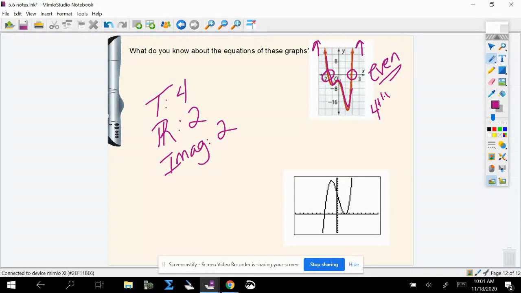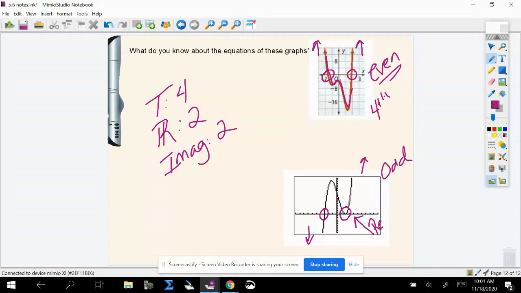We can talk about whether it's even or odd by looking at end behavior. We can talk about the number of zeros, how many are real, how many are imaginary. Next one, we'll notice that it goes up on this side, down on this side, so it's definitely an odd one. We have a 0 here. We also have a 0 here, but there is something special about this one.